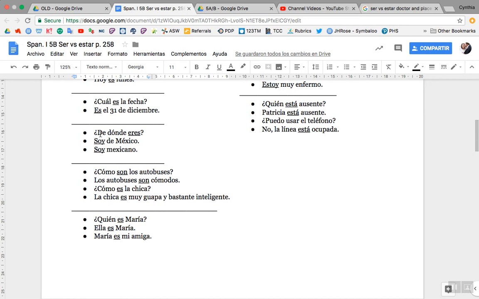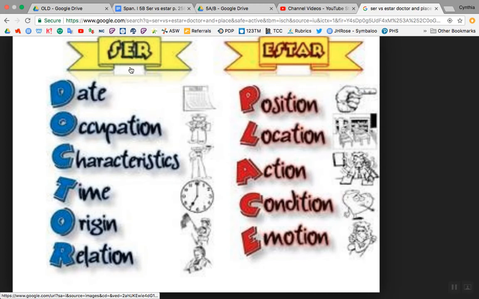¿De dónde eres? Where are you from? That would be origin. ¿Cómo son los autobuses? What are the buses like? If we look back at DOCTOR, that would be characteristic, the C in DOCTOR.